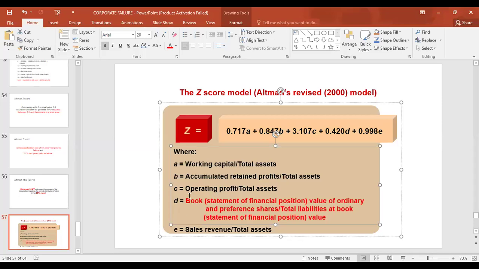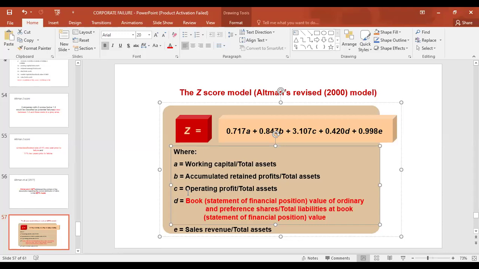Then for operating profit, alternatively, you would see profit before interest and tax, or PBIT. PBIT would also be the operating profit that you would use.